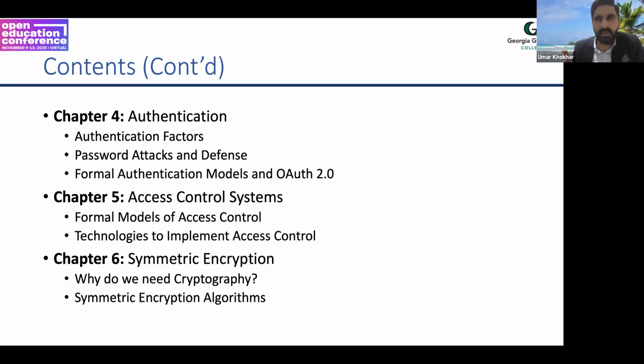For example, you can find different kinds of password attacks, like the rainbow table attack and dictionary attack. There are plenty of probabilistic attack models as well. So these attack models can be used, and their defense strategies as well.